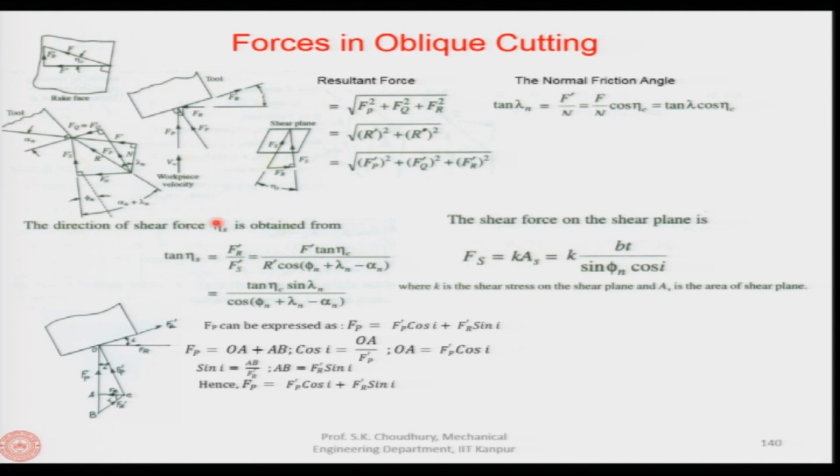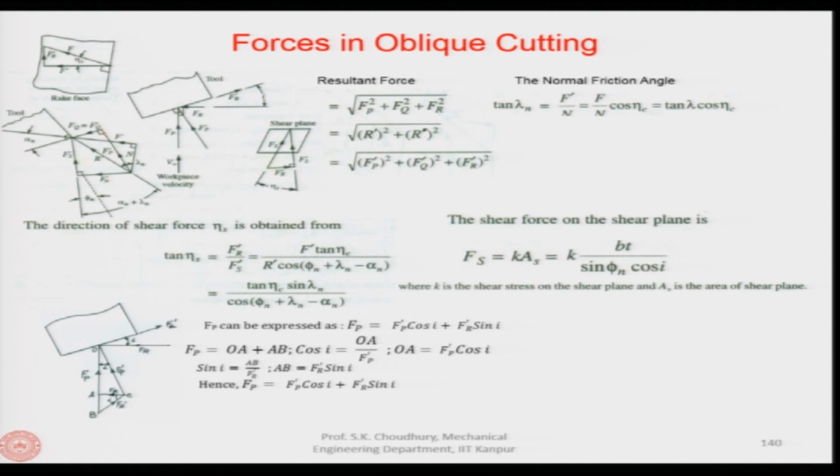Now, the direction of the shear force, nu s, is obtained from tan nu s equal to Fr prime divided by Fs prime. So, tan nu s, from here, if you can find out from this triangle, this will be Fr prime divided by Fs prime, which is equal to, Fr prime is the F prime tan nu c. From this triangle you can find out, and Fs prime, like we said in the Merchant's diagram, that Fs, if you remember, was equal to R cos of phi plus lambda minus alpha.